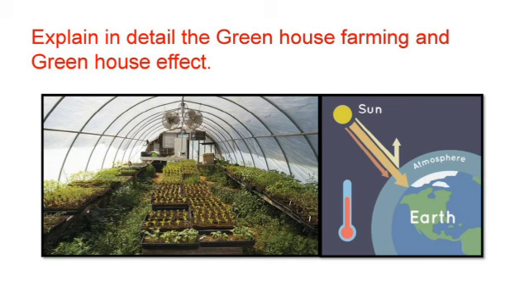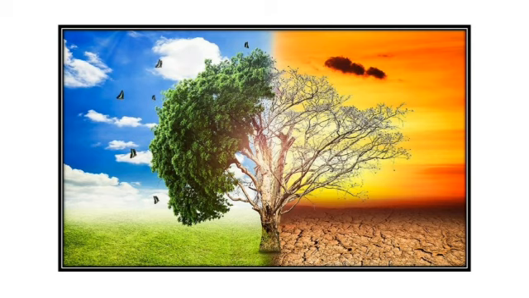Now coming towards the end of the session, the task for home is to write down neatly in detail the greenhouse farming and greenhouse effect. Now these two concepts are very important to understand global warming. So I want all of you to write down neatly as well as learn it, so that whenever you go through global warming as a concept as well as the procedure, this concept is going to be very helpful in understanding global warming. So I want everyone to write down neatly in a book.